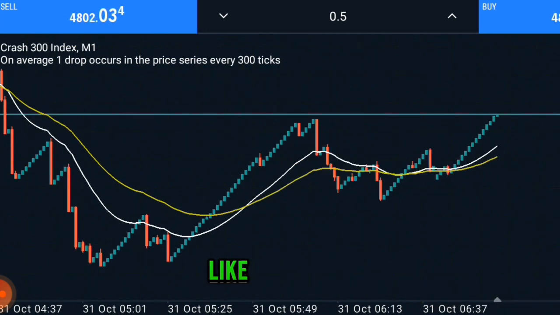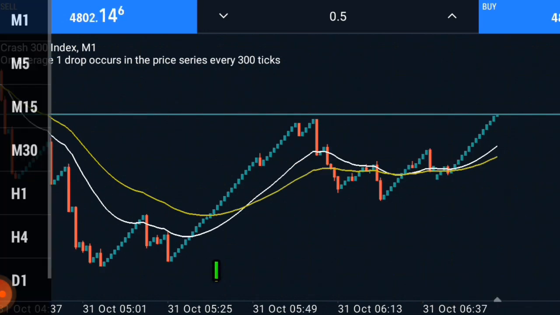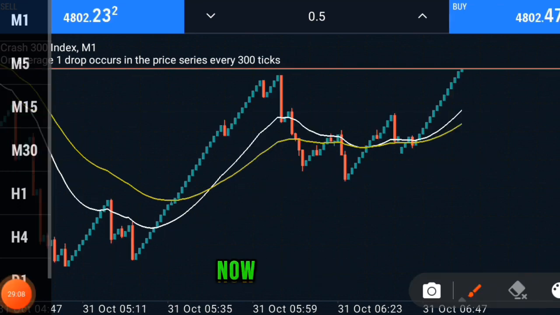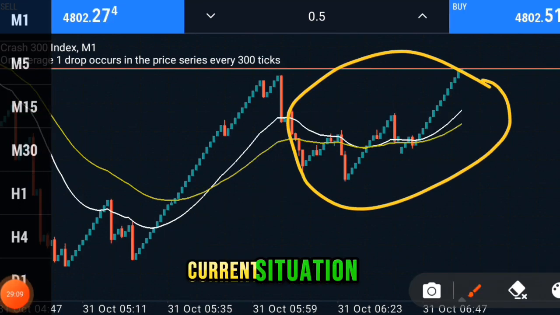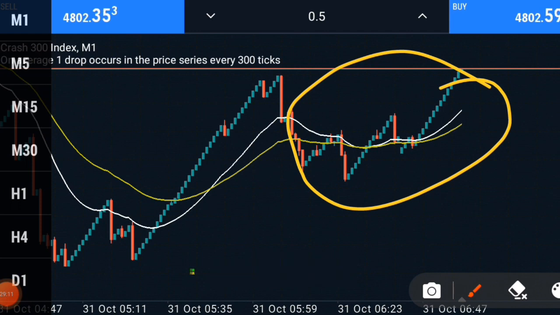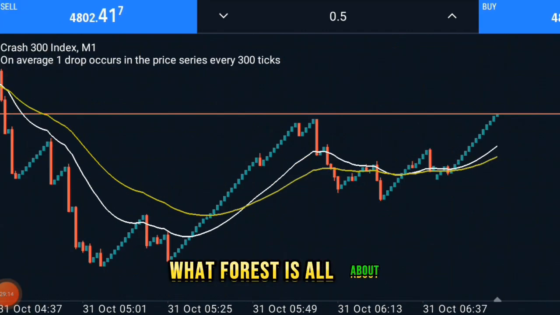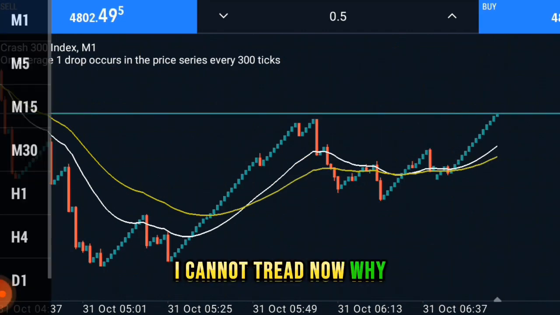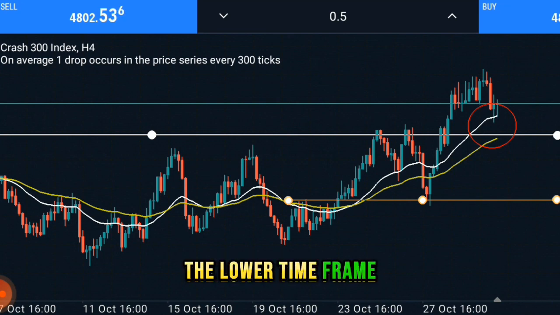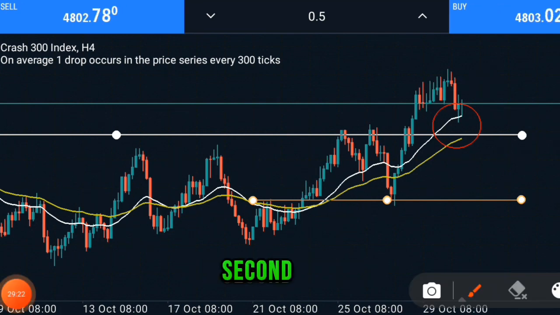When you have seen, like I have done the analysis now, I told you that I cannot trade now. You know, look at the current situation of the market. It's not advisable for anyone that knows what Forex is all about. I cannot trade now. Why? The decision is not from the lower time frame. The decision is from the higher time frame. I have my market circled here.